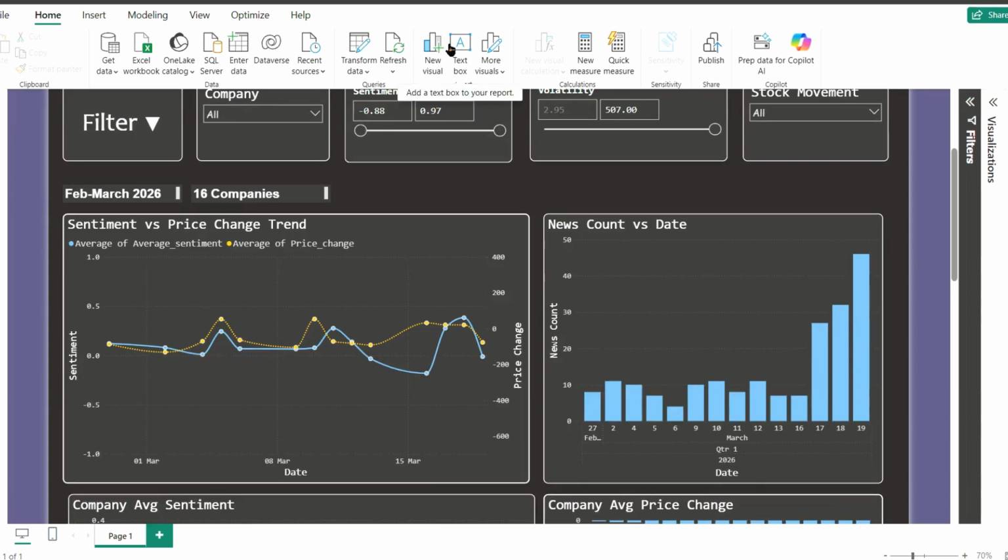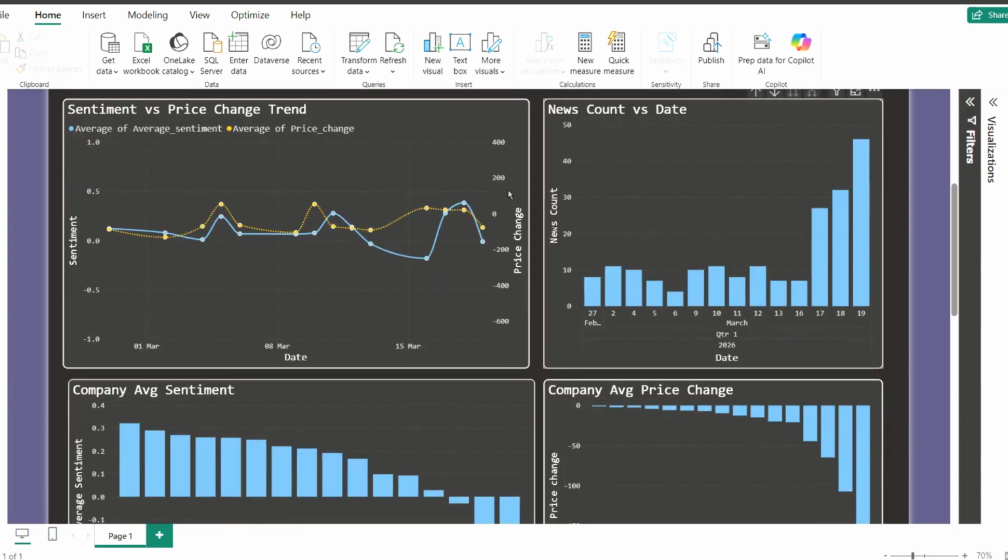Now let's talk about graphs. Sentiment versus price change trend. This line graph shows sentiment trend versus price change over time. Sometimes sentiment and price move together, but in many cases they diverge. This shows that market behavior is influenced by more than just news sentiment.